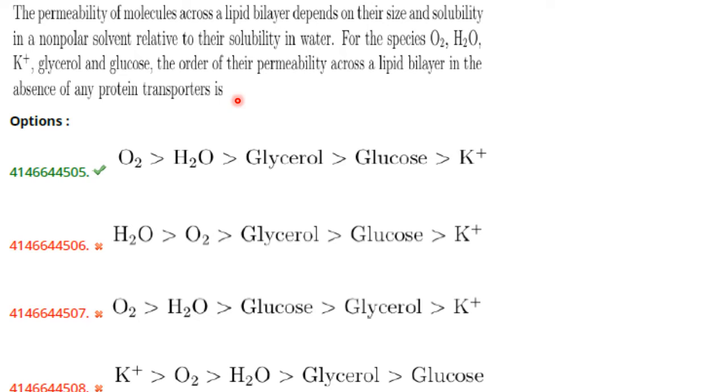So you know that in the semi-permeable membrane, gases will diffuse readily. So oxygen will diffuse faster, followed by water, then glycerol, glucose, and then lastly ions. Here the ion is K positive. So option 1 is correct.